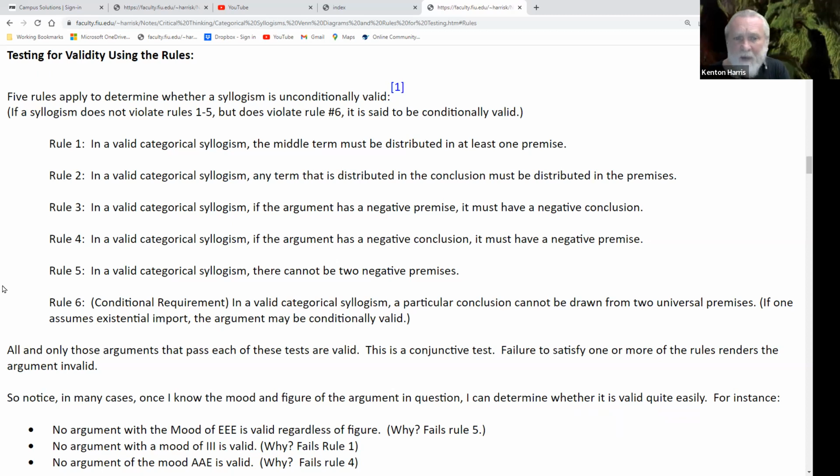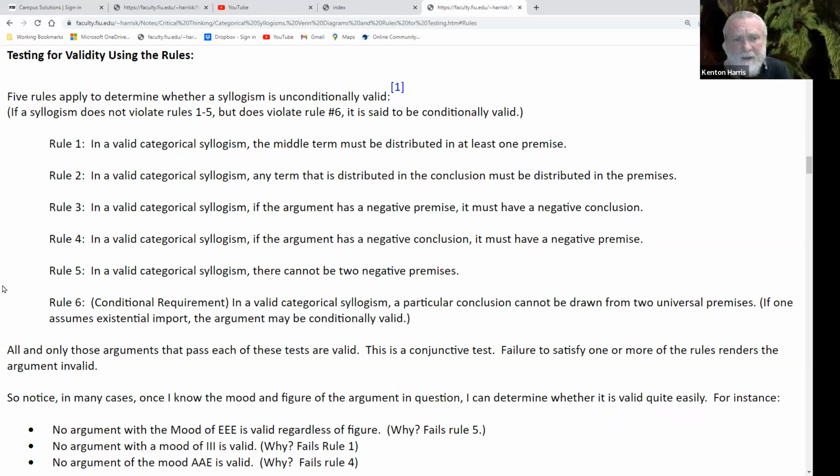Rule 2, in a valid categorical syllogism, any term that is distributed in the conclusion must be distributed in the premises. So you have to look at the conclusion and see if anything is distributed there. If nothing is distributed there, then you don't have to worry about whether that term is distributed in the premises or not. So for instance, if your conclusion is an I claim, well, nothing's distributed in an I claim, and so you don't have to worry about whether there is any distribution going on in the premise set. But with any other conclusion, yes, you do have to worry about that, right?